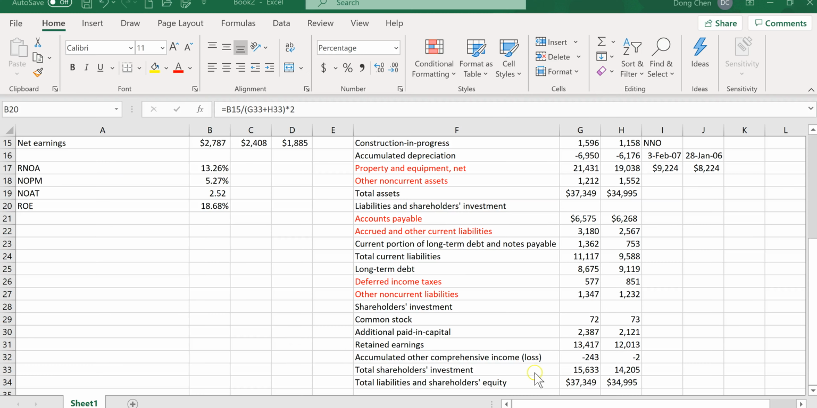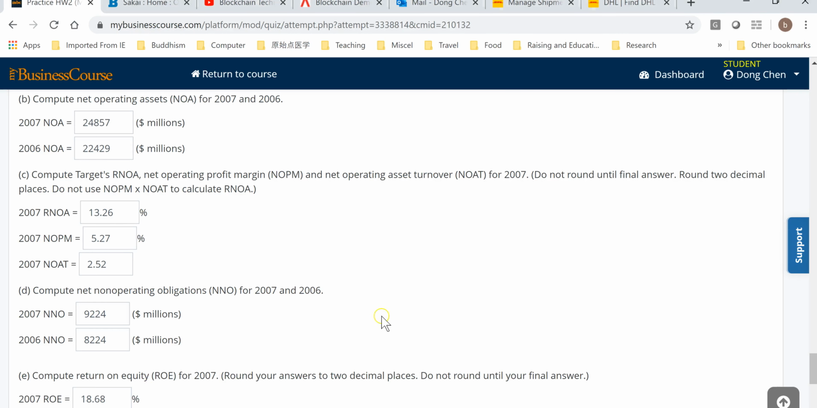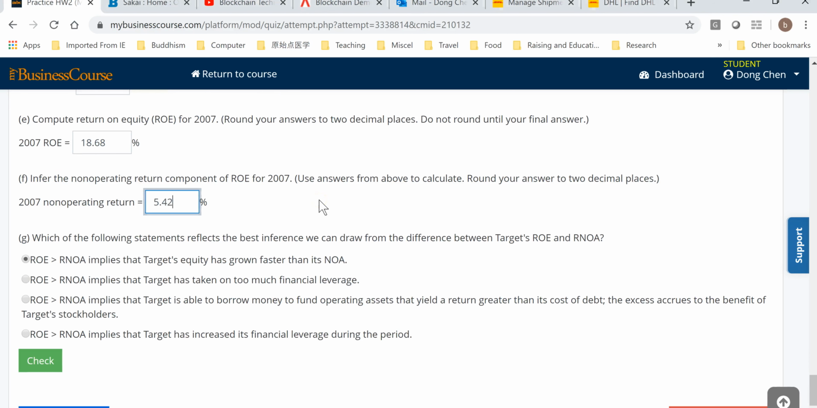Okay, so we have pretty much every number here. So non-operating return basically equals ROE minus this RNOA. This gives me 5.42%. So just put this number here, 5.42%. And then finally, in this part G, which of the following statements reflects the best inference we can draw from the difference between target ROE and RNOA?